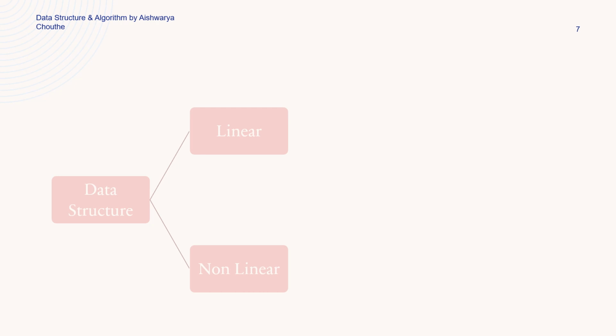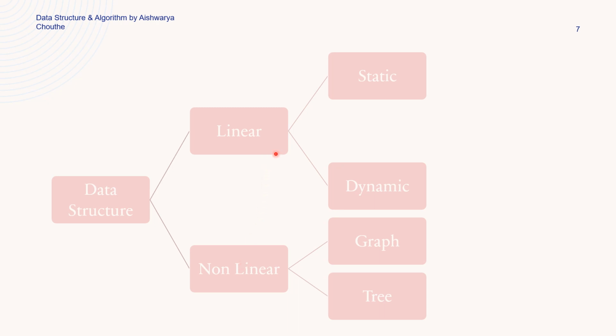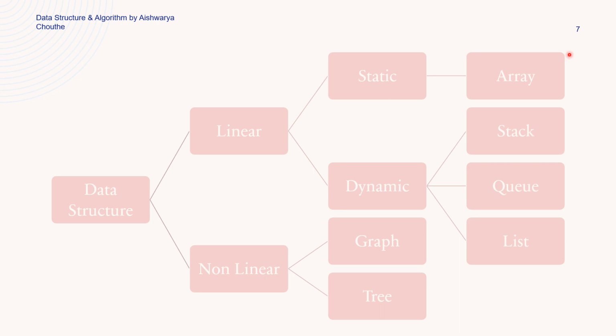As you can see here, data structures are classified into two parts, that is linear and non-linear. Again, linear is divided into two parts, that is static and dynamic. The array is the example of a static linear data structure, and stack, queue, and list, meaning linked list, are the examples of dynamic linear data structures. Graph and tree are the examples of non-linear data structures. So don't worry, we'll briefly explain all this stuff further. So stay tuned.